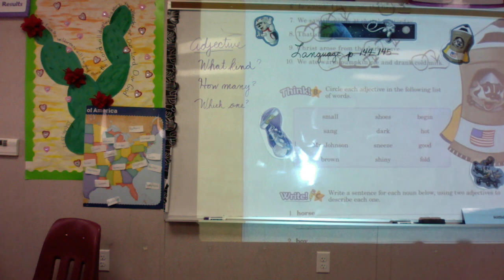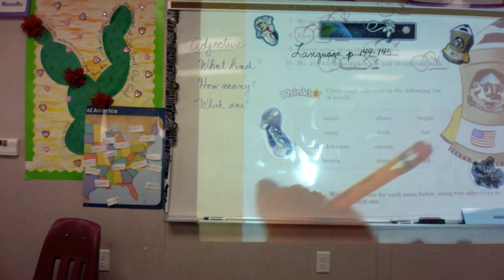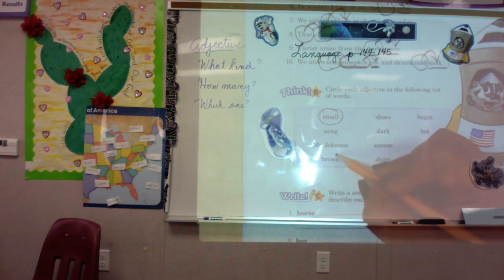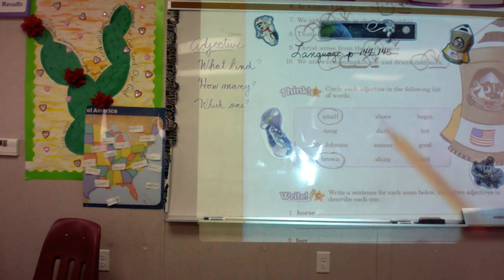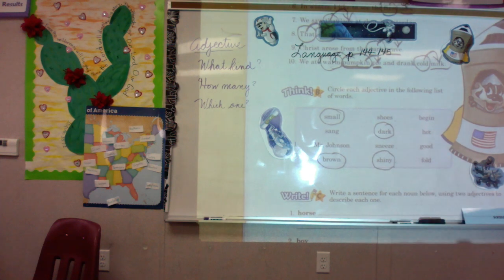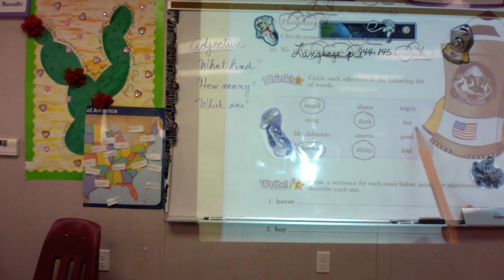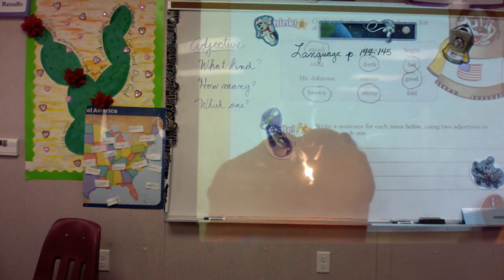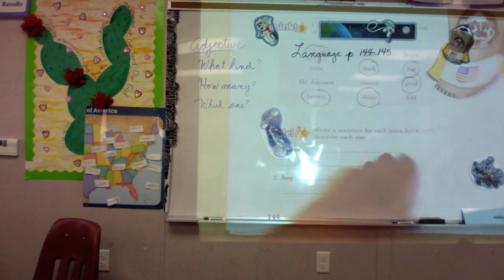Circle each adjective in the following list. And the list goes down. So we're going to go down. Adjective in the first list. Small, sang, Miss Johnson, brown. Small is an adjective. Brown is an adjective. Next list. Shoes, dark, sneeze, shiny. Dark is an adjective. Shiny is an adjective. Begin, hot, good, fold. Hot is an adjective. Good is an adjective. Make sure you complete this section so I can give you credit. Let's go to the next page.